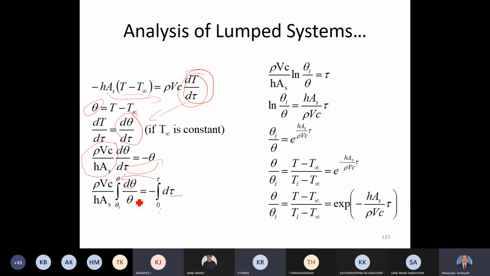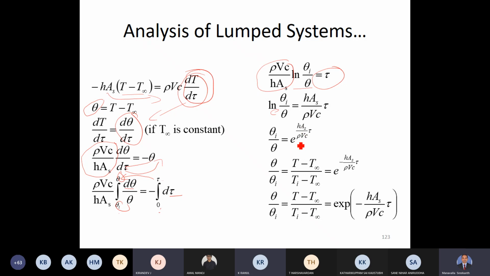So if you carry out this integration, we know integral d theta by theta is log of theta. So you substitute these values, you will have log of theta i by theta, minus, and then you have this integral 0 to tau d tau, which is this tau. Now you see, you separate it out. Log of theta i by theta, you take this term to the right hand side. You simplify this here, theta i by theta. That means this is log to base e, so this e will go to the right hand side.